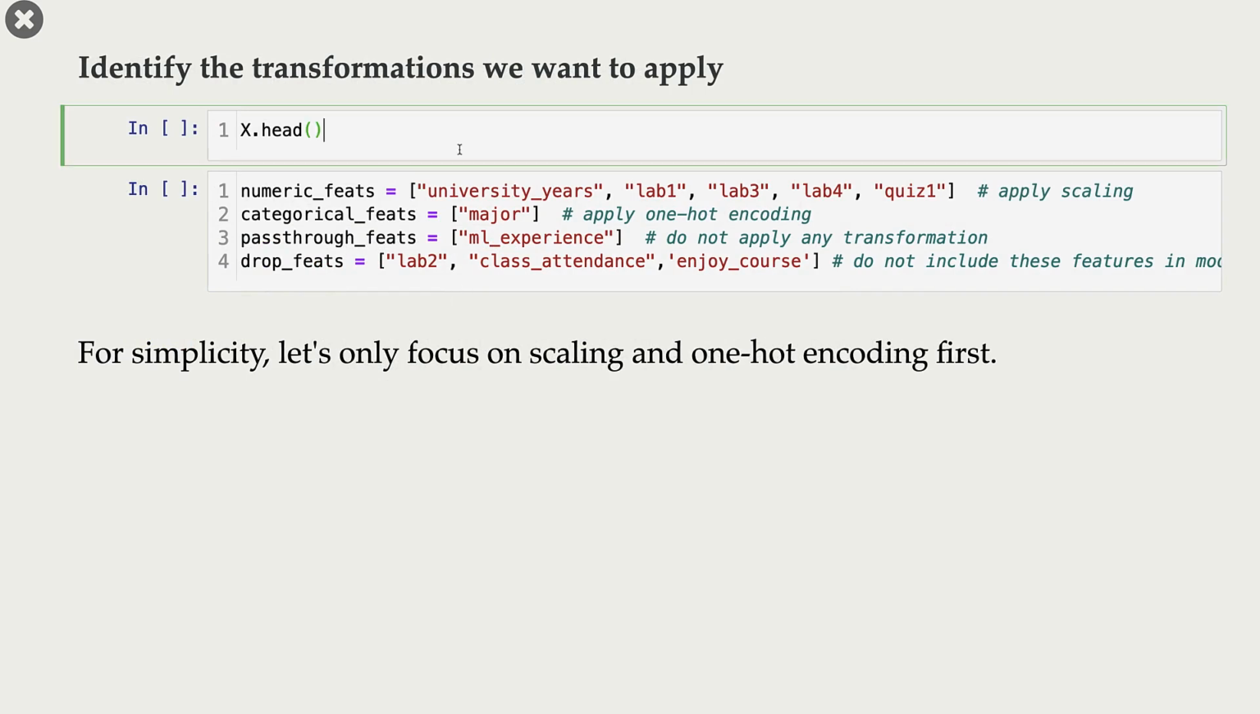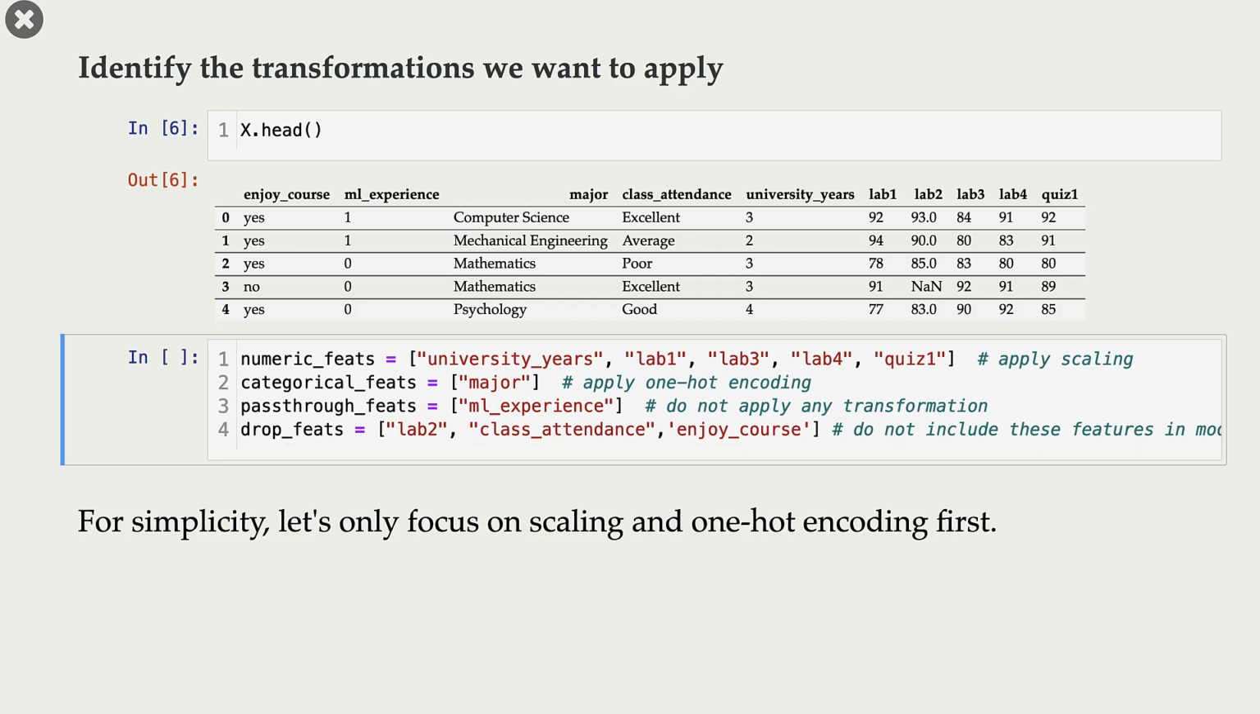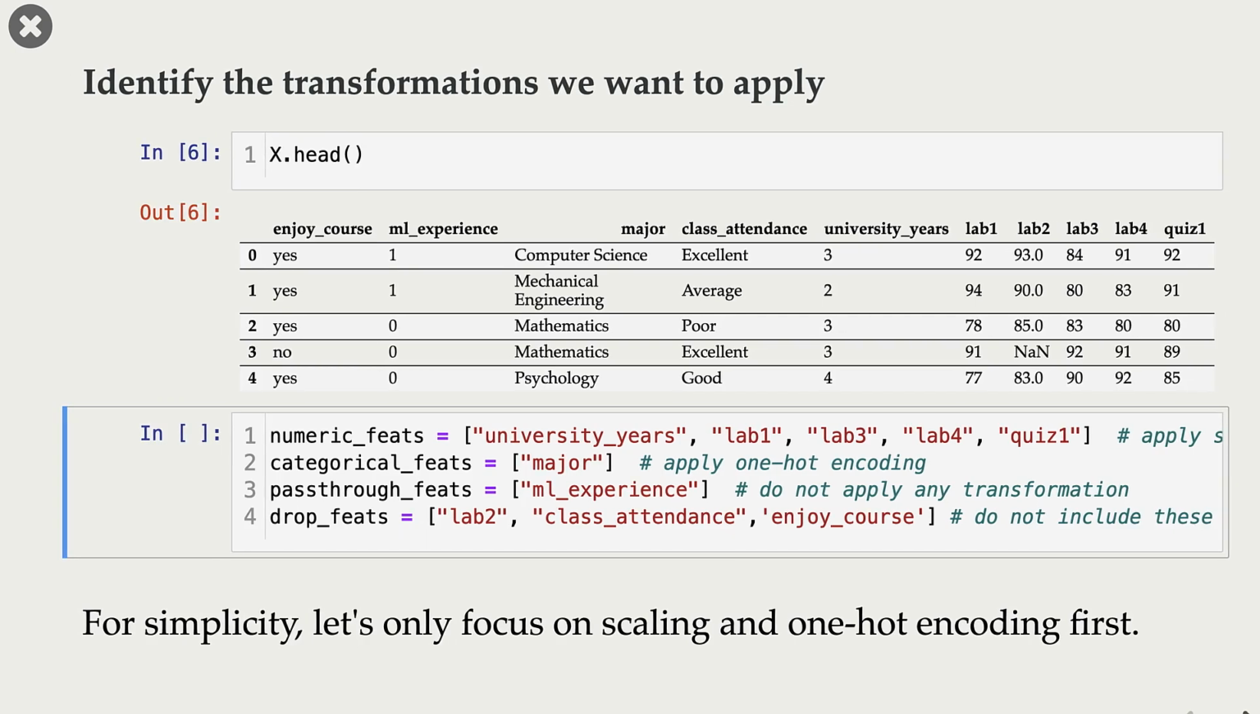Now, the first step I usually carry out is identifying feature types in our dataset so that we can apply appropriate transformations on them. So let's categorize these features based on what kind of transformations we want to apply on them.